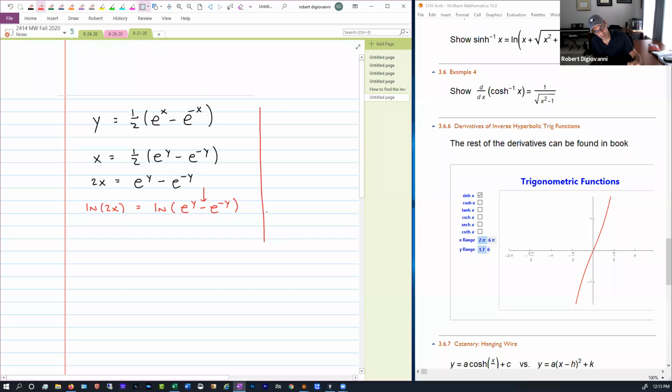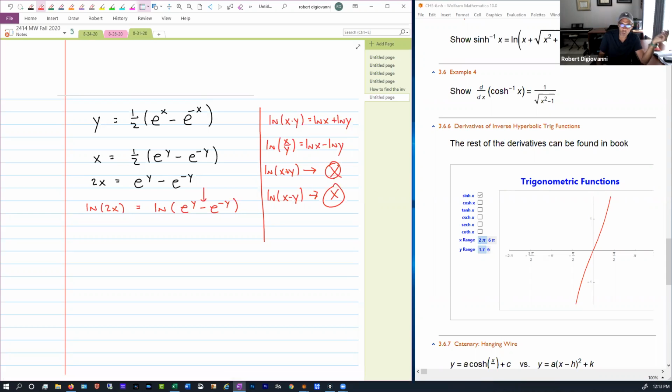What you'd have to remember from college algebra is we have a rule that says the natural log of x times y is natural log of x plus natural log of y, and then another one that says natural log of x divided by y is natural log of x minus natural log of y. These were our condensing and expanding formulas for logs, but we don't have any formulas that allow us to take a sum inside of a log and turn it into anything, or to take a difference inside of a log and turn it into anything. There are none, okay? So there's nothing I can do with this. That step won't work.